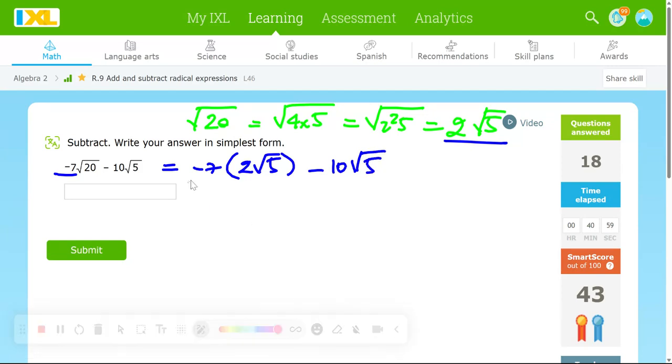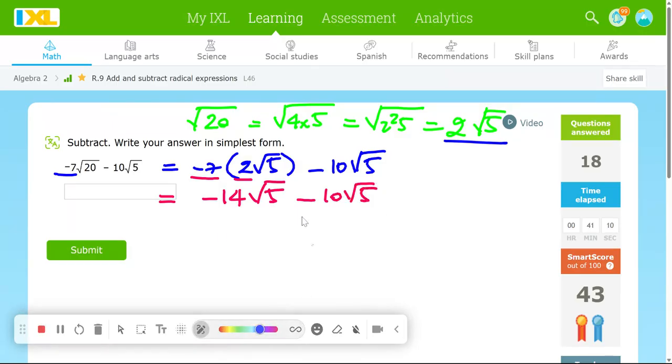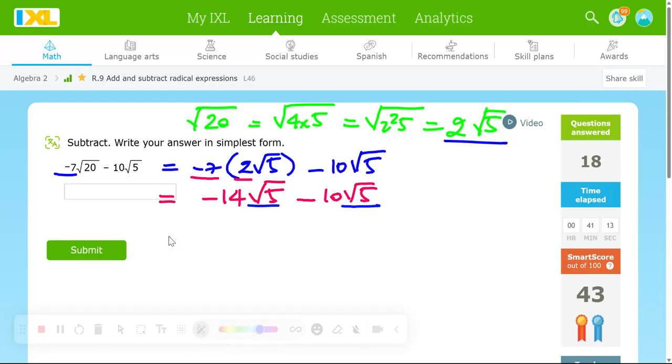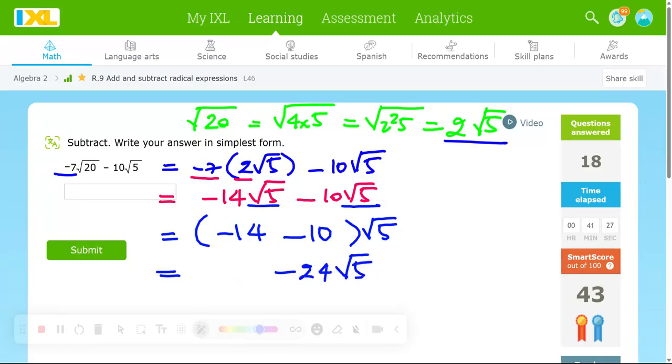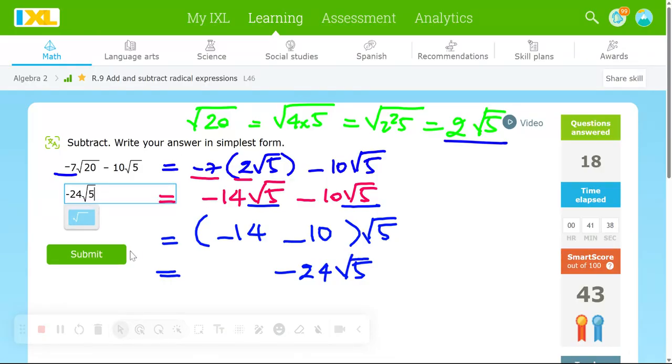Alright. So now I multiply outside number, negative 7 with 2 become negative 14 square root of 5. And then subtract 10 square root of 5. So you can see we both have square root of 5 right here. So we can factor it out. Okay? So now inside you have negative 14 and then negative 10. Is that together become negative 24? Okay, so the answer should be negative 24 square root of 5. Okay, negative 24 square root of 5. Here we go.